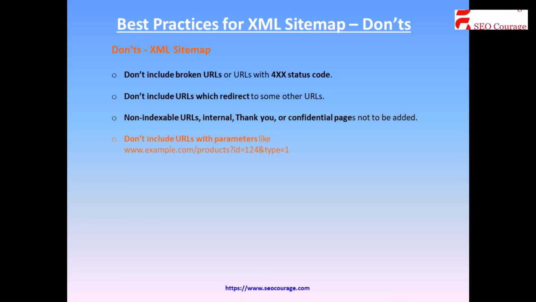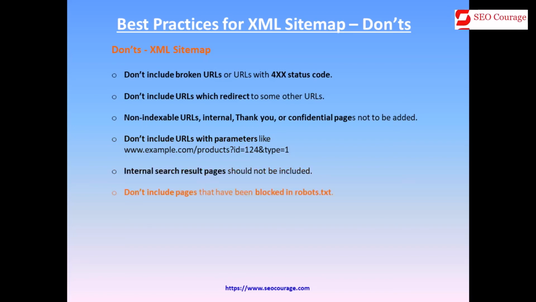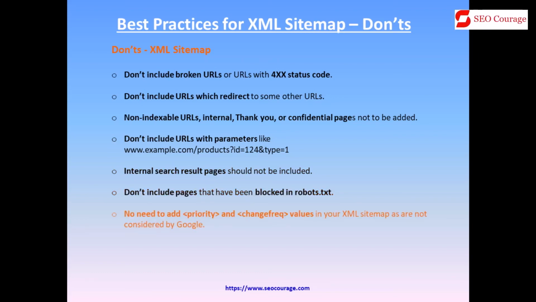Also, you should not add any URL which has parameters, as this can lead to content duplication issues. Also, don't consider any internal search result page URLs in the XML sitemap. So we move on to the next one, which is not to include any URL which has been blocked by robots.txt in the XML sitemap. For the next one, I told you earlier as well, not to use priority and change frequency values in the XML sitemap, as these are not considered by Google as well.